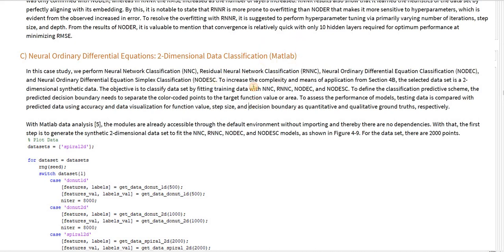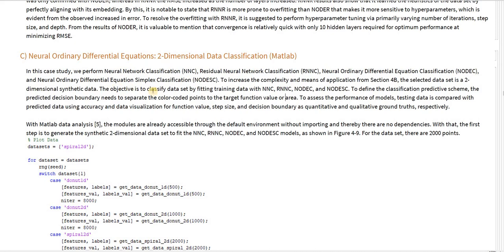So with that, here, instead of just comparing this to two types of algorithms, we're going to be comparing this to 4 types of algorithms. So you're going to get the full plate here with the neural network classification, residual neural network classification, as well as the neural ordinary differential equation classification, as well as a neural ordinary differential equation with a simplex feature.